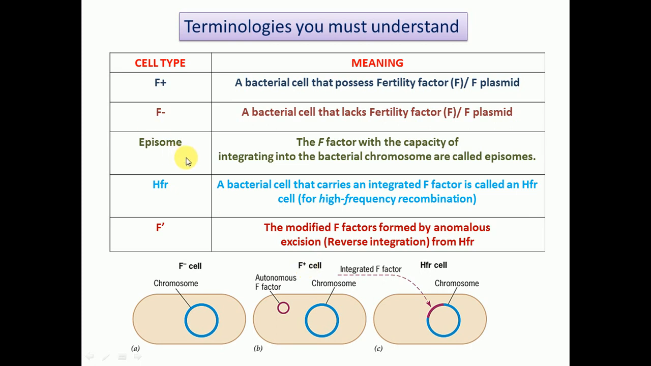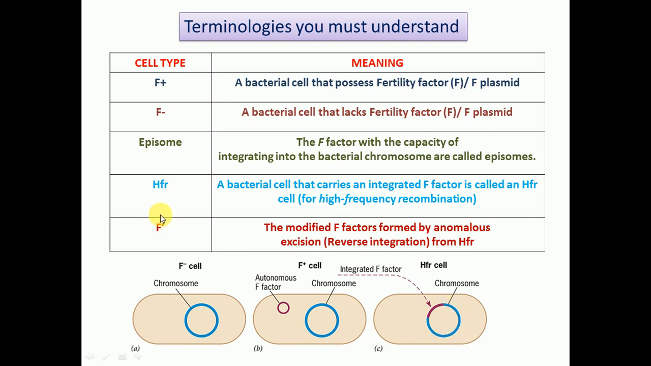What is an episome? The F factor, with the capacity of integration into the bacterial chromosome, is called an episome. What is the HFR? HFR is the integrated form of the F factor. It is defined as a bacterial cell that carries an integrated F factor, called an HFR or high frequency recombinant. Here you can see this F factor is integrated in this bacterial chromosome. As a result, it is converted into this HFR form.